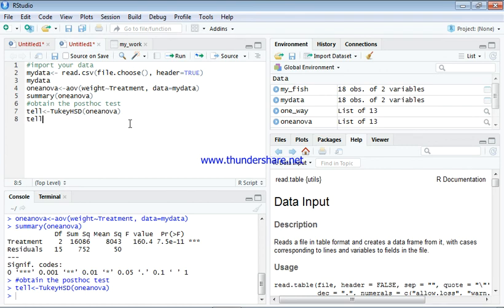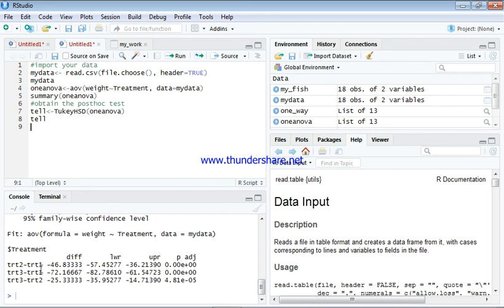Alright, so here you have it. We have the difference between treatment 2 and treatment 1. Here there is a statistically significant difference because the p-value is lower than 0.05. Treatment 3 against treatment 1, there is also a significant difference. And treatment 3 to treatment 2, there is also a significant difference. So there you have it.